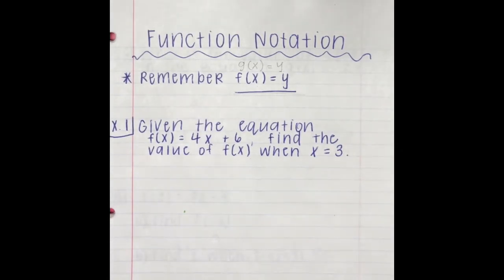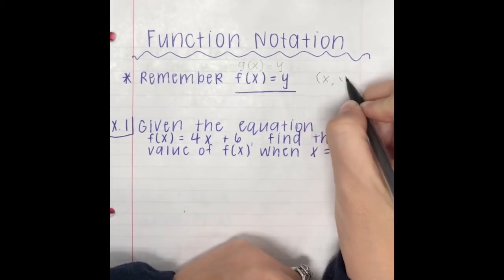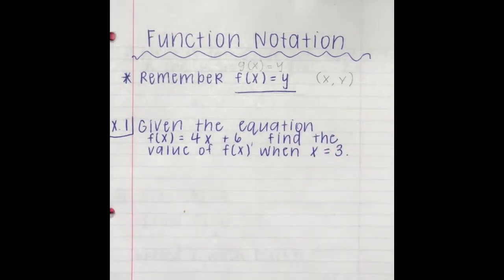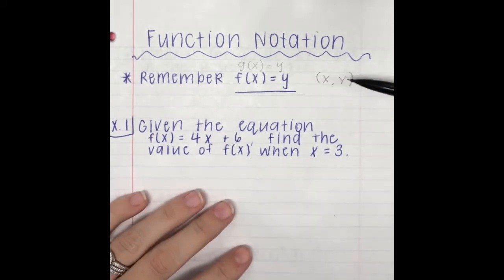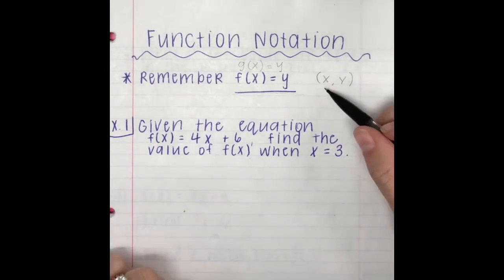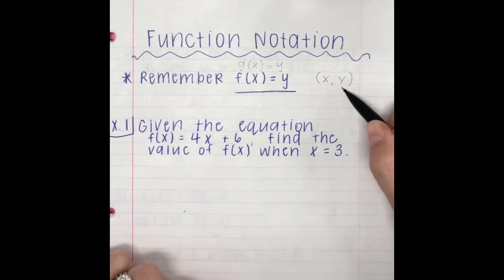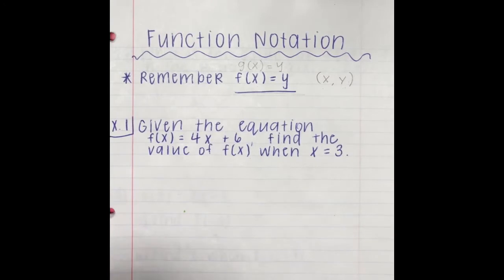So another important thing to remember is that with a coordinate point, you always have an x value and a y value, okay? So for this section, you're gonna be given one of the two, and you're gonna have to find the other. So if I give you x, you're trying to find the y that goes with that x. If I give you y, you're trying to find the x that goes with it. Okay, so let's look at this example below.